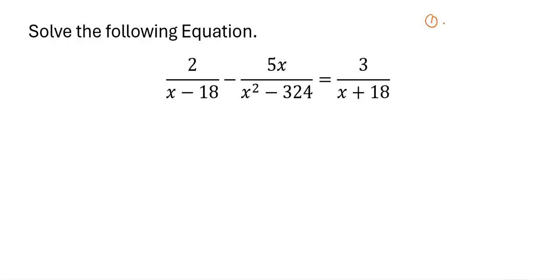So step 1, I am going to factor all denominators if possible. That is the first thing I am going to attempt to do. So I am going to look at all my denominators and check which one I can factor. I can see right here, the second denominator, x squared minus 324, I believe this is a difference of squares.